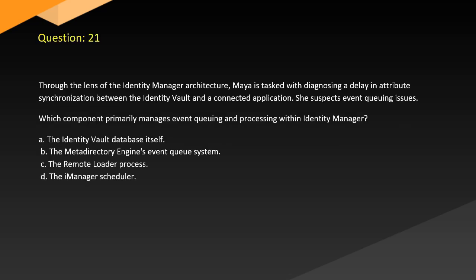Question 21. Through the lens of the Identity Manager architecture, Maya is tasked with diagnosing a delay in attribute synchronization between the Identity Vault and a connected application. She suspects event queuing issues. Which component primarily manages event queuing and processing within Identity Manager? A. The Identity Vault database itself. B. A metadirectory engine's event queue system. C. The remote loader process. D. The manager scheduler.